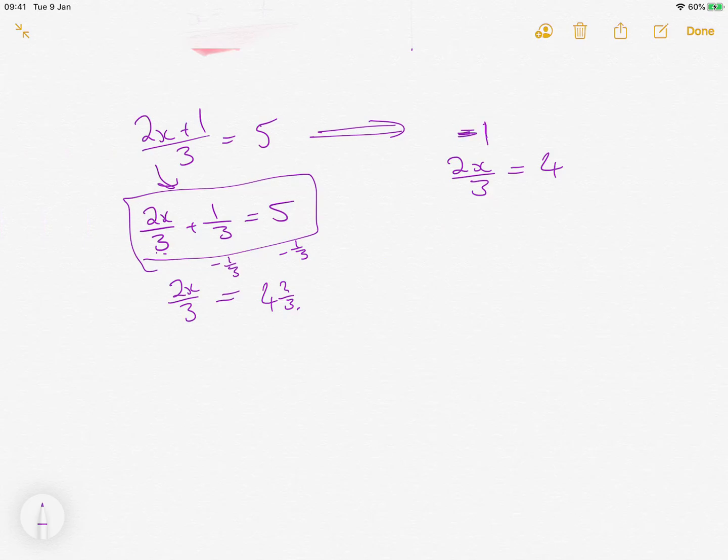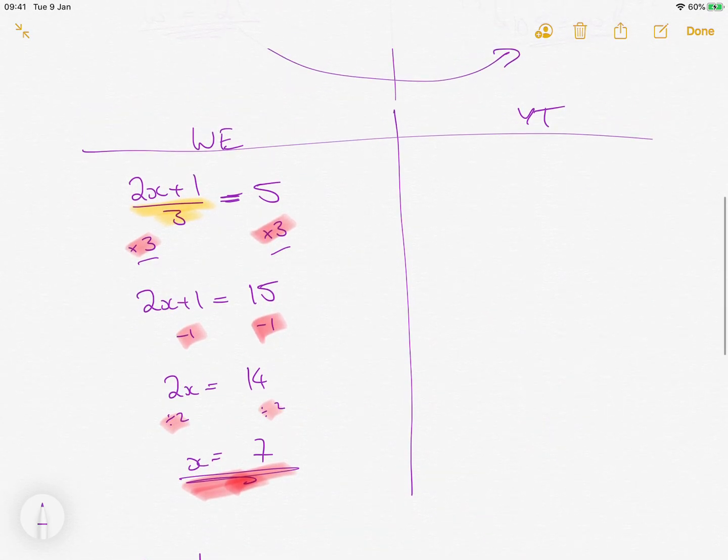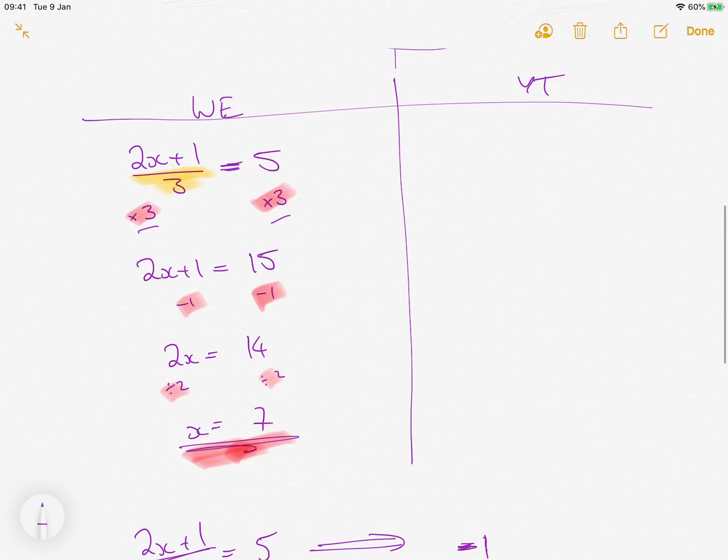So I can't take away 1, because it's not just 1 that I'm looking at, it's 1 over 3, and I don't really want to split it up and then take away 1/3, which would work and you would get to the right answer, but I end up with fractions and it just gets really tricky. So the first easiest step to do is times both sides by 3.